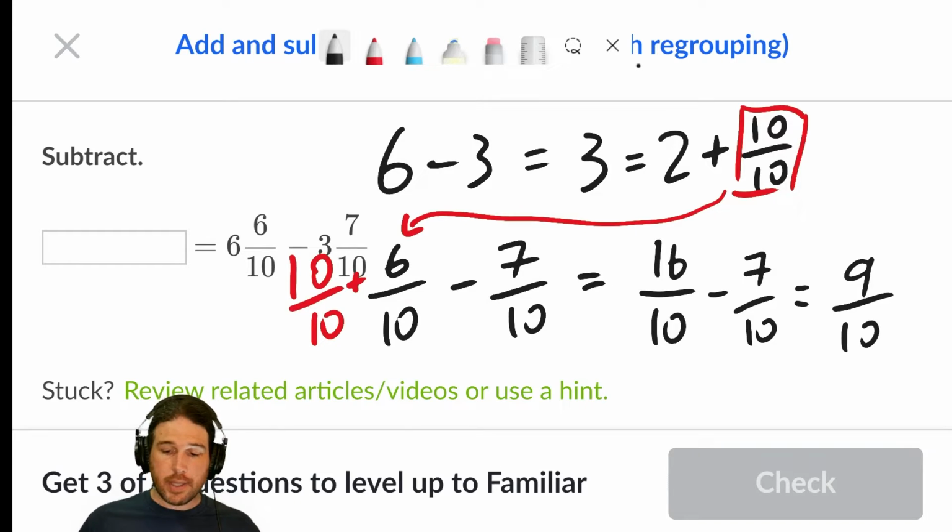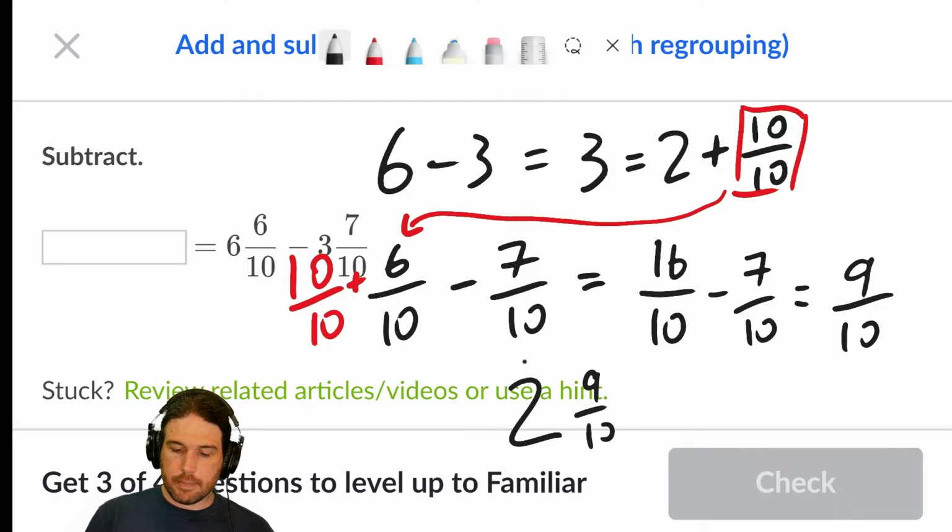Check it yourself if you want. So our final answer is 2. Remember, we took 1 away from the 3 in order to make that fraction big enough to subtract. And 9 tenths.